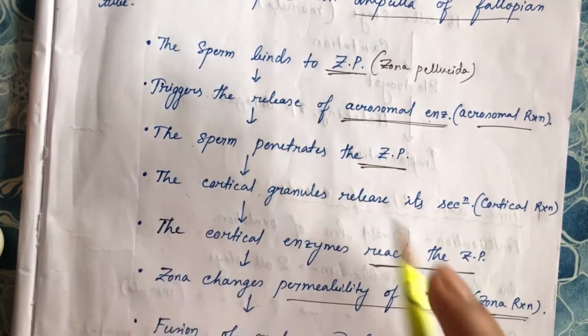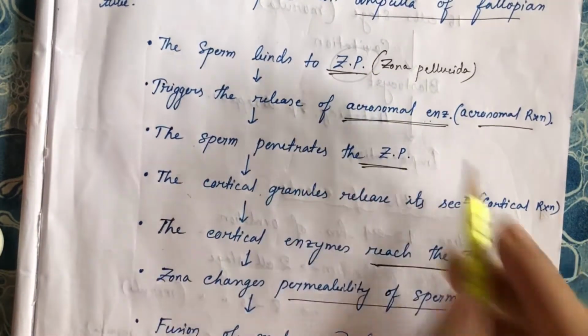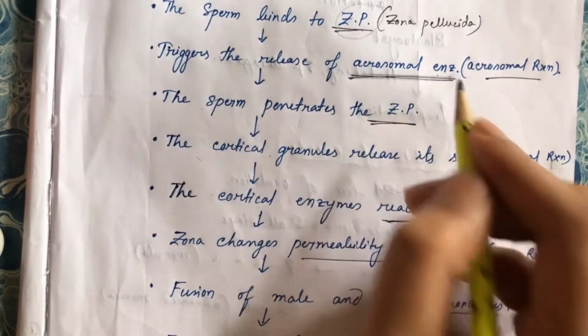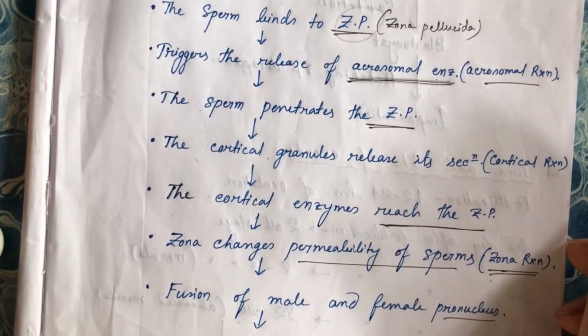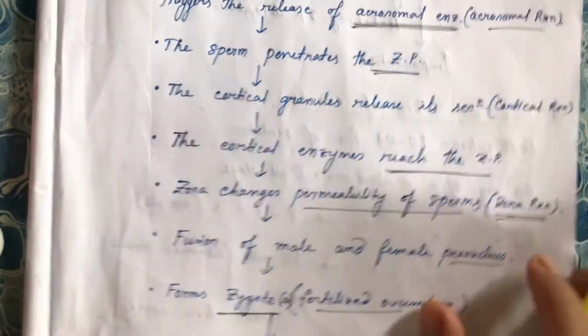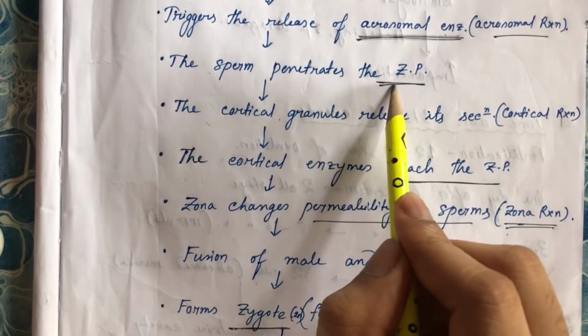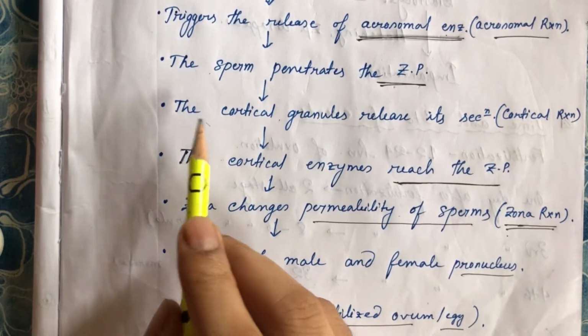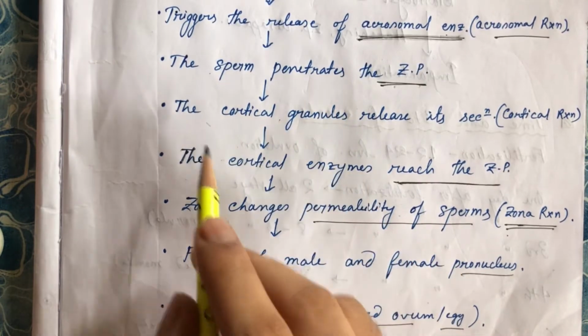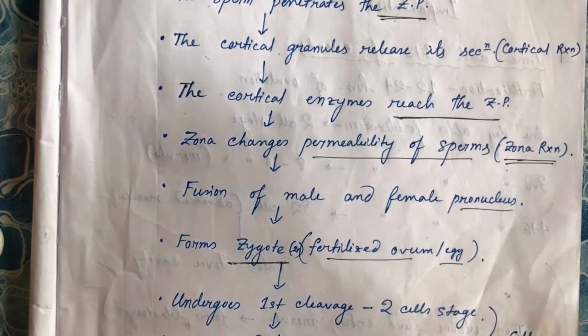after reaching the ovum, the sperm binds to its zona pellucida, which triggers the release of acrosomal enzymes. The acrosomal enzymes, as you all know, are acrosin, sperm lysin and hyaluronidase. After that, the sperm penetrates the zona pellucida. After penetrating the zona pellucida, the cortical reaction occurs.